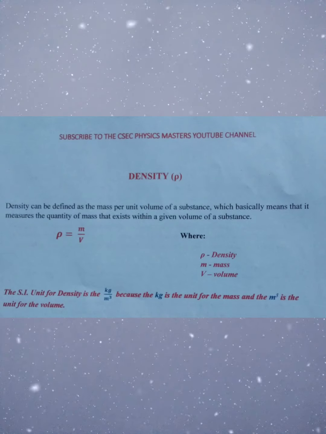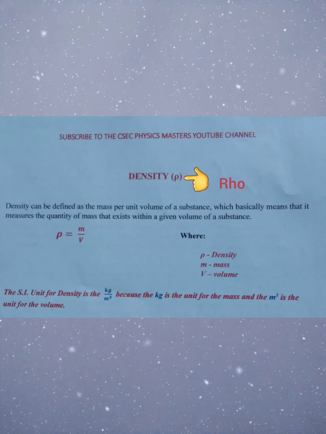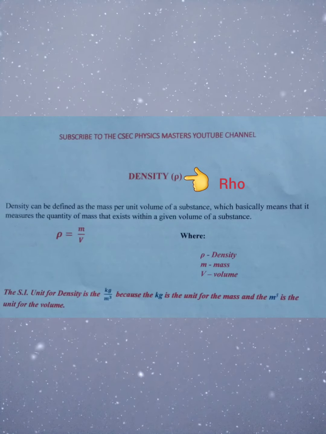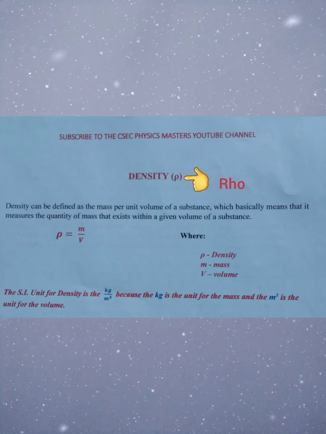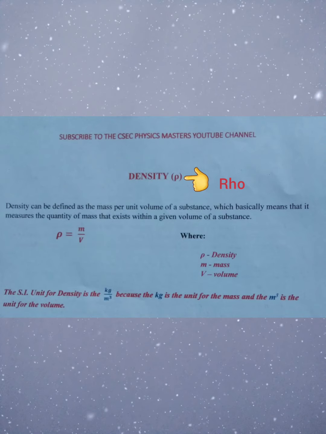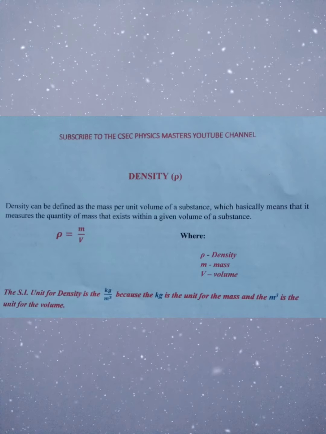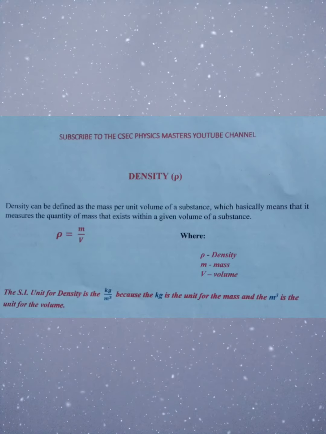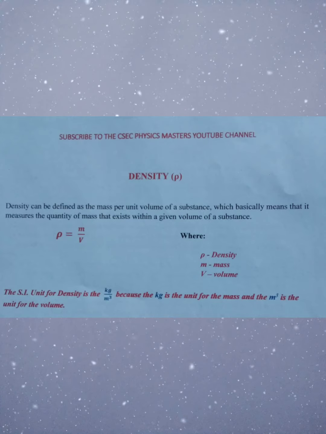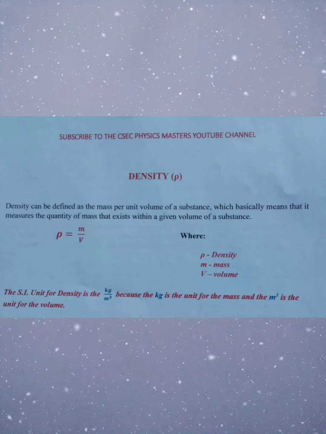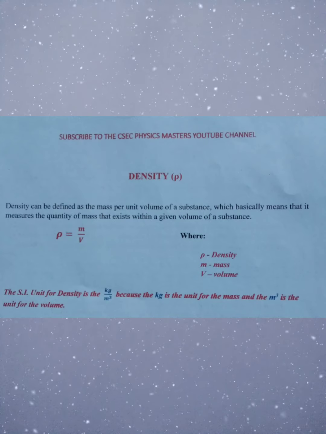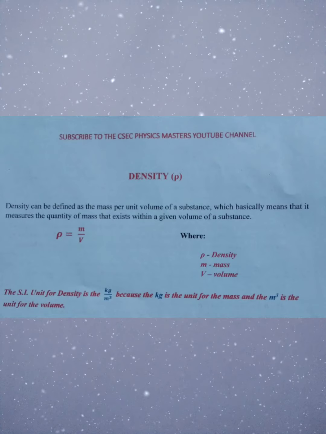Density in physics is denoted by rho, a symbol that looks like a common P but is actually the 17th letter of the Greek alphabet. Density can also be defined as mass per unit volume of a substance, which basically means that it measures the quantity of mass that exists within a given volume of substance.